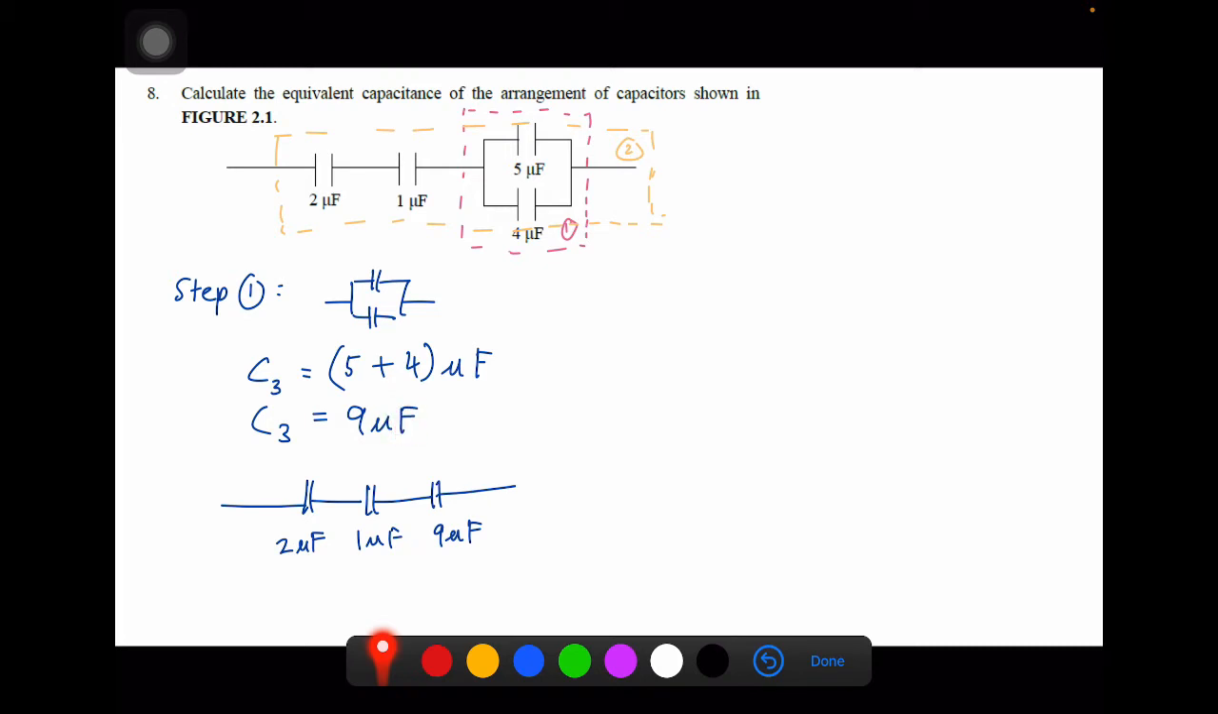And then you can redraw. You have to redraw. I strongly suggest you to redraw. Now it becomes something like this. So this one is a much simpler form. Every time you get a question, you get a complicated circuit and you try to simplify it one by one. And every single time you simplify it, I strongly suggest you to redraw, so that you can see how easy it is.